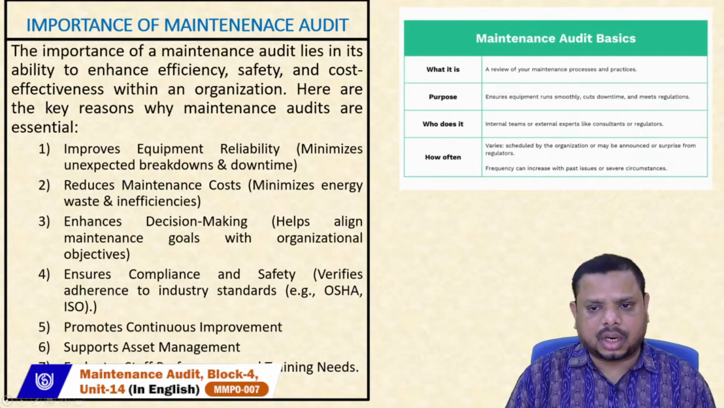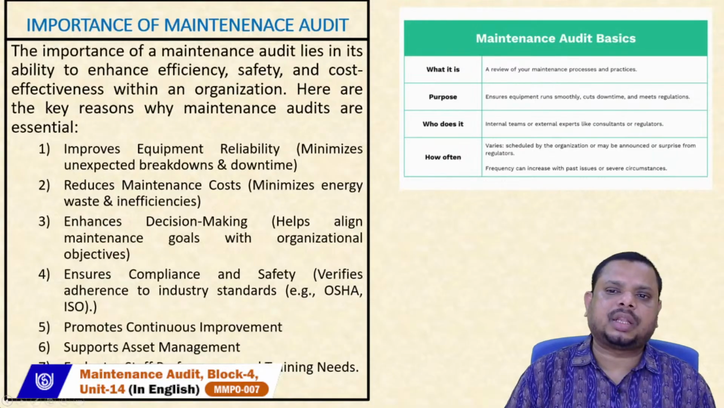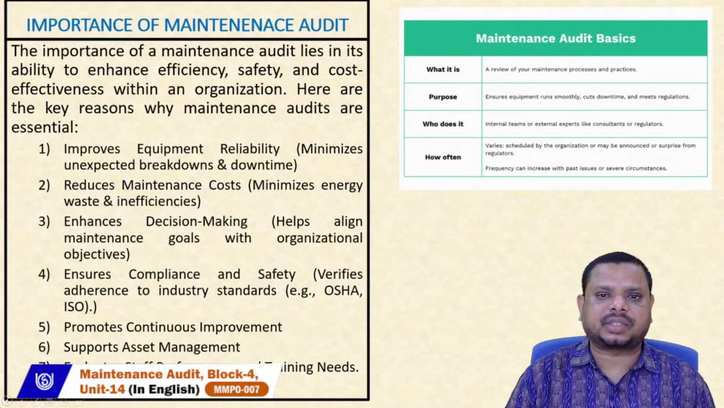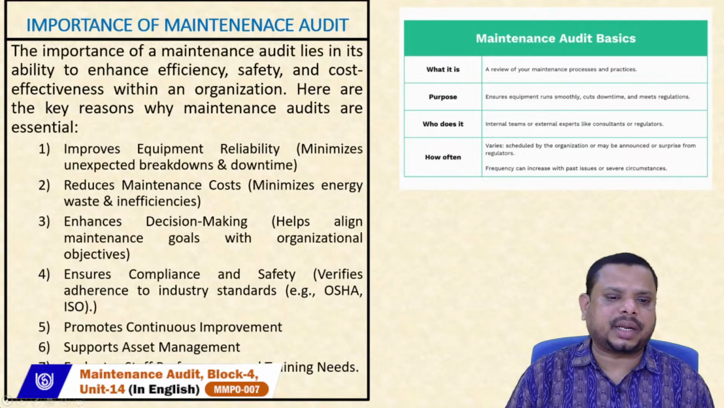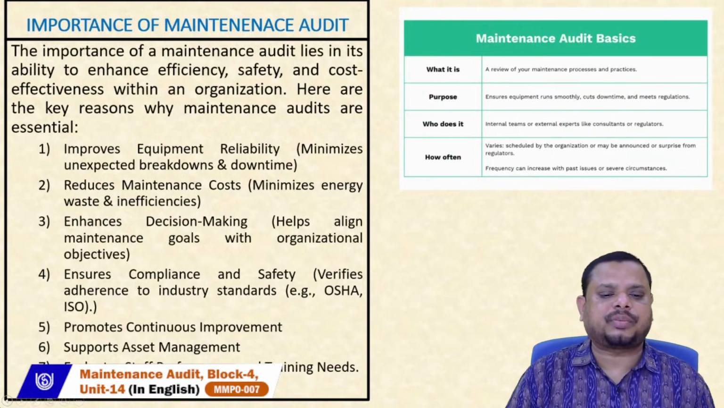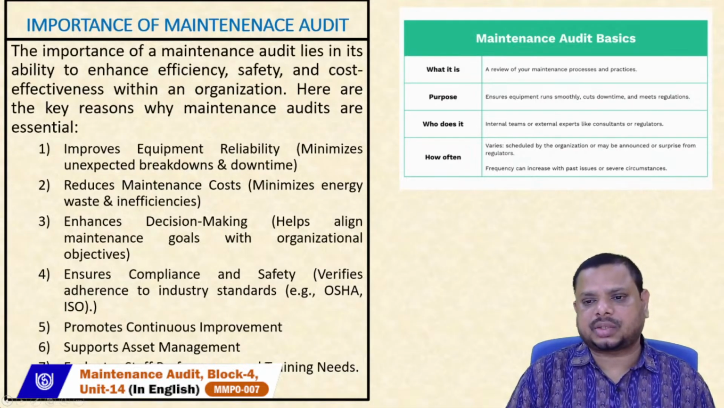In case of continuous improvement, they have to implement the PDCA cycle. P stands for plan, D stands for do, C stands for check, and A stands for act. This PDCA cycle is implemented in the maintenance department for continual improvement in case of maintenance audit or maintenance-related issues. The next one is support asset management, and the last one is evaluate the staff performance and training needed. So these seven are the main reasons for maintenance audits.